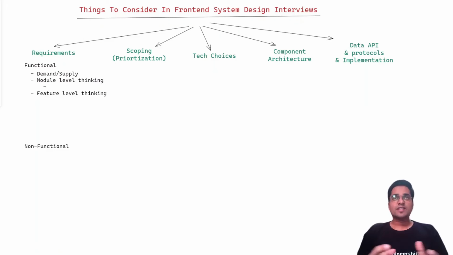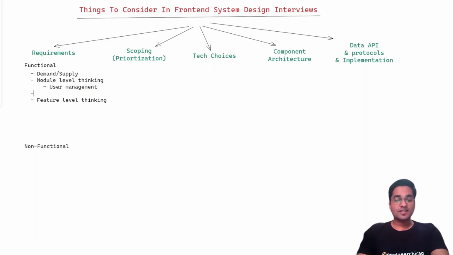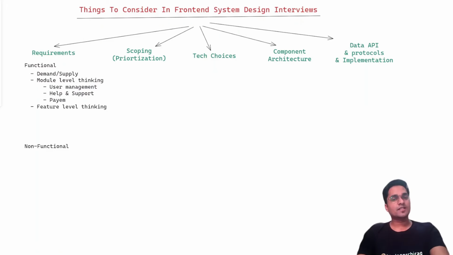Any application that is built has some critical modules, like you have user management, right? You have other things like help and support, right? You have other things like your payment and pricing related stuff, maybe payment gateway, you can say, right? You have your pricing and subscription related stuff, pricing and subscription, right?